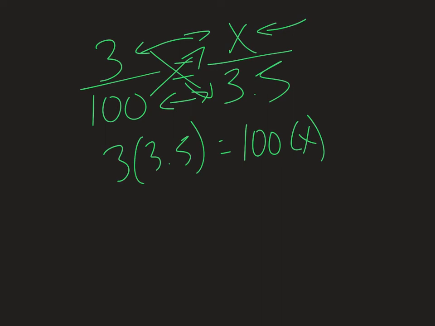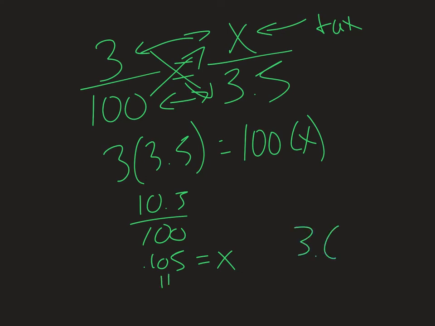So if we take 3 times 3.5, we get 10.5. We're going to divide that by 100. And if we do that, we will get 0.105. Looks familiar. Now that's what x is, and in this case, x is that little extra tax that I'm going to add on. So if I do that, let's round up to 11. And then I would say, okay, again, it's $3.61.